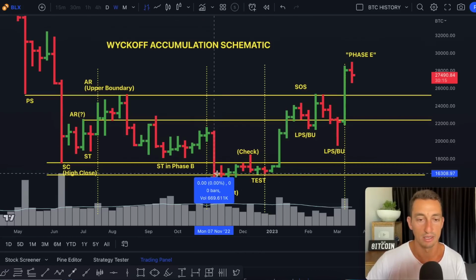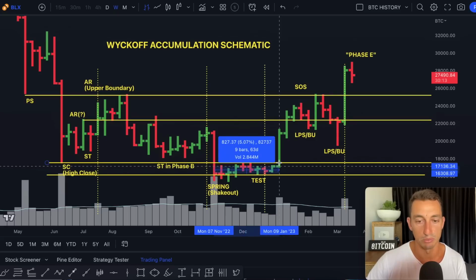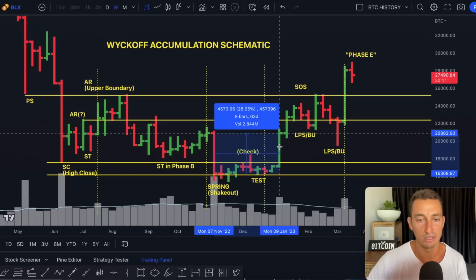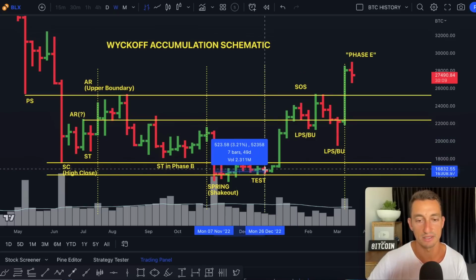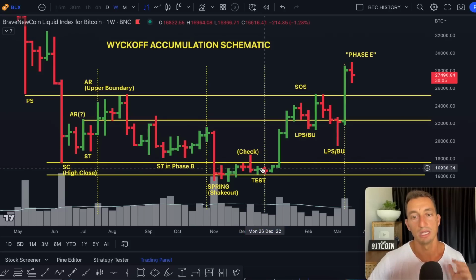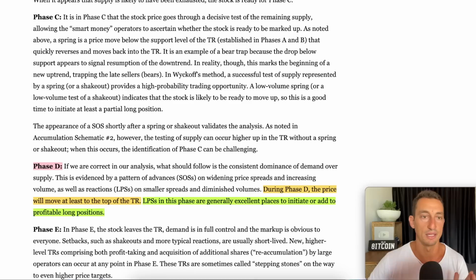From the November breakdown until we break out, basically 9 weeks. You could say to the end of this test here was about 6 to 7. It's really not a long time in the grand scheme of things. However, I understand that the majority of investors will think that's forever. Okay, so that's what we got there. That indicates that the stock is likely ready to be moved up. It's a good time to initiate longs.